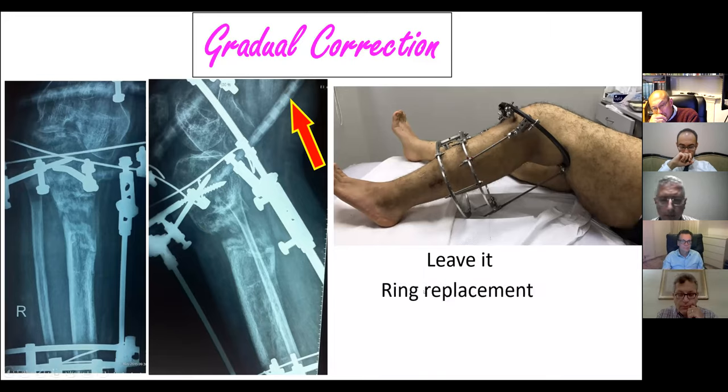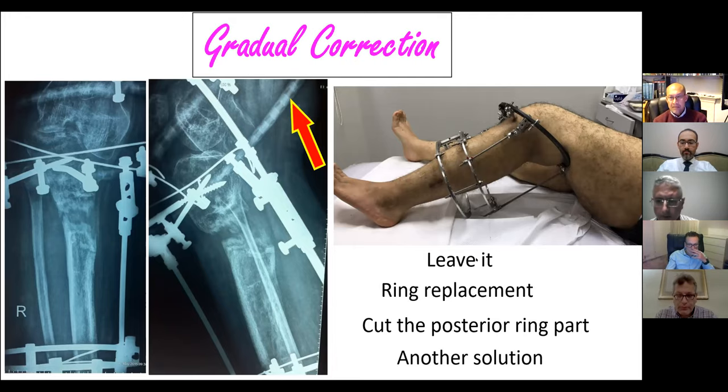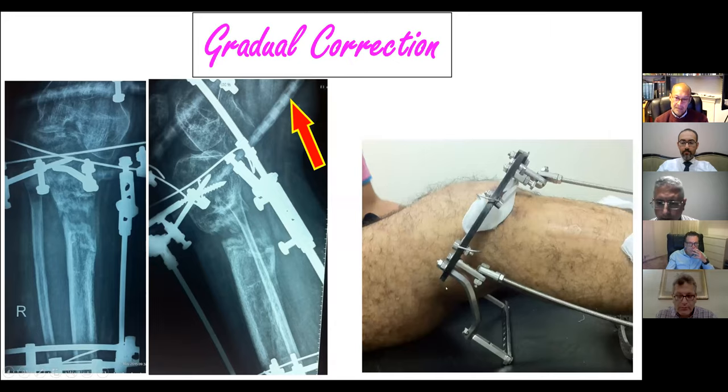The other solution is ring replacement. And this is very risky because we don't have strong regenerate to make such a replacement. The third solution is to cut the posterior ring. However, just cutting the posterior ring and leaving it like this is not enough. We need a constrained construct to continue on the correction process. So we cut the posterior part and we apply this frame to keep the constraining of the proximal ring and to provide space for further correction of the deformity.